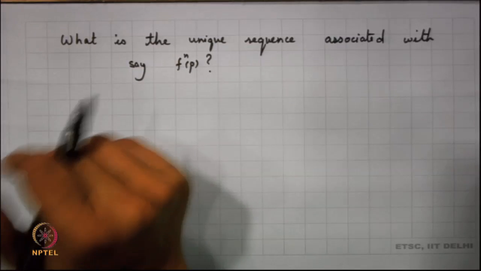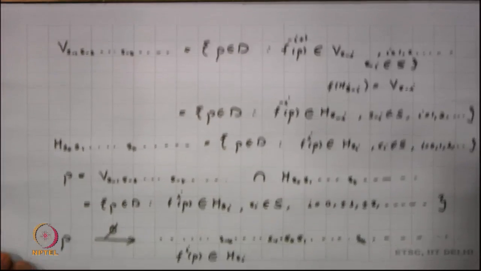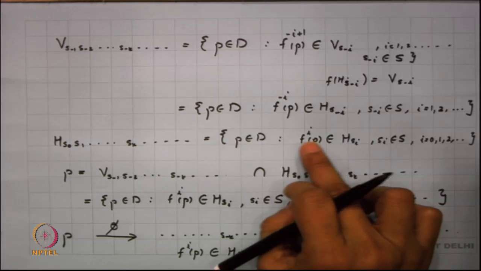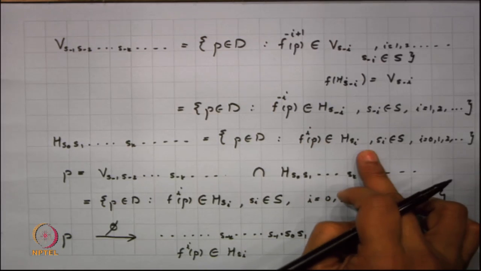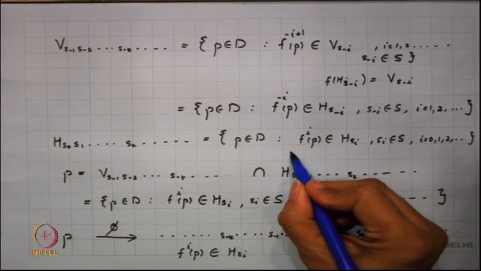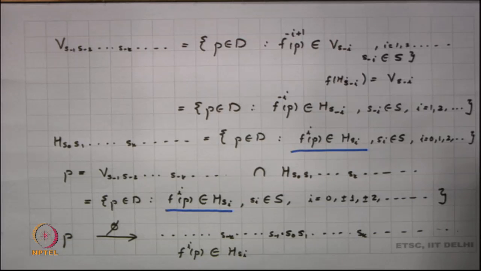Now, if I look into what happens at f(p) and go back into this construction, what would happen to f(p) here? I know that f^n(p) belongs to H_{s_n}. From this picture it is very clear that f^n(p) belongs to H_{s_n}, that is, if my n happens to be positive. What happens if my n is negative? Again I can say that it belongs to H_{s_{-n}}, if n is negative.